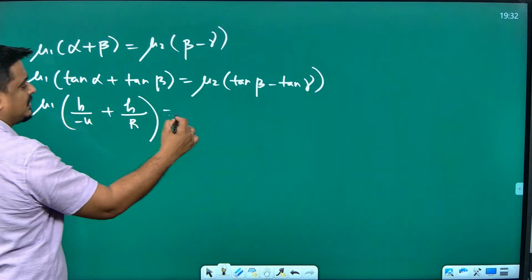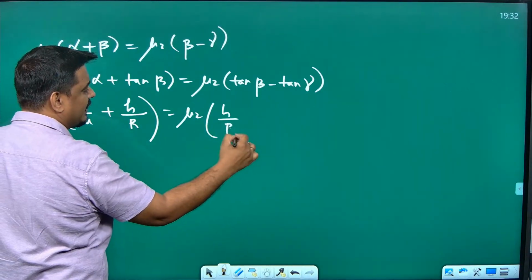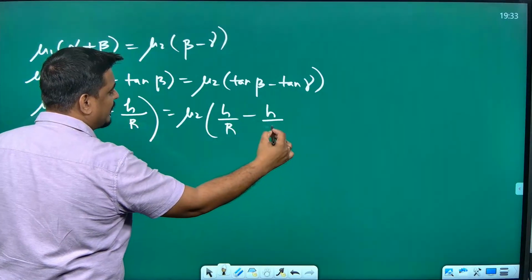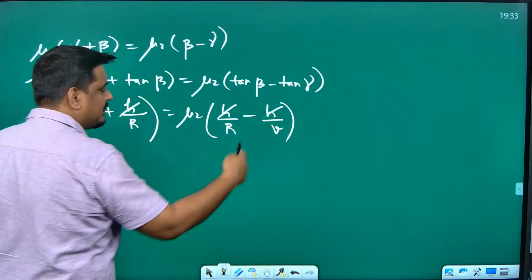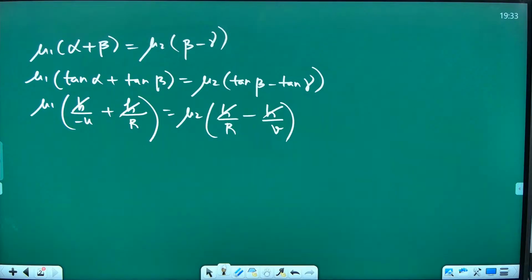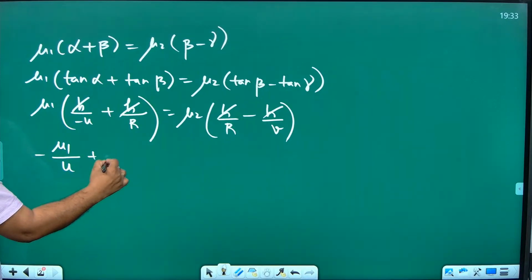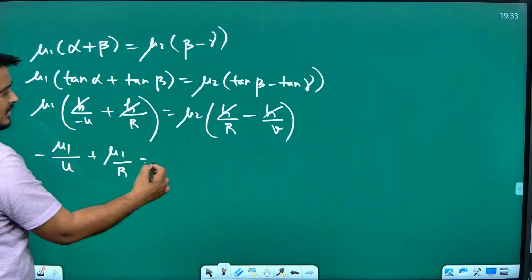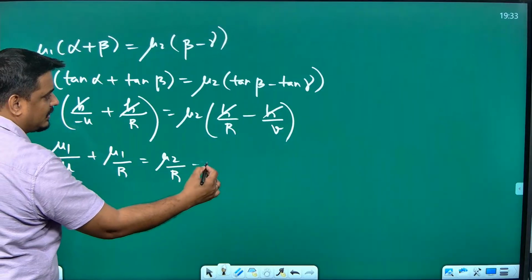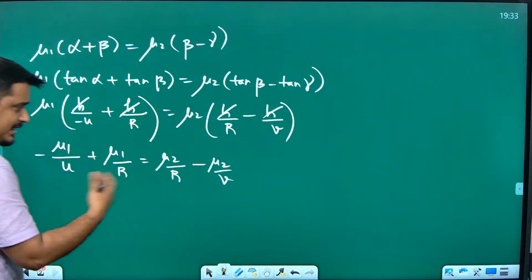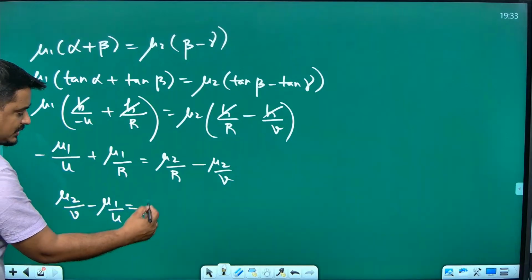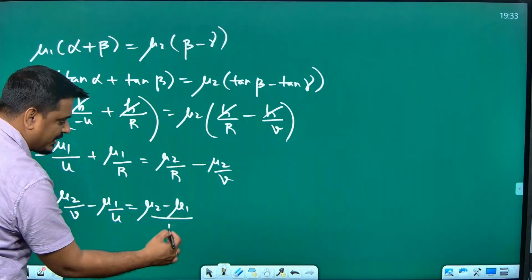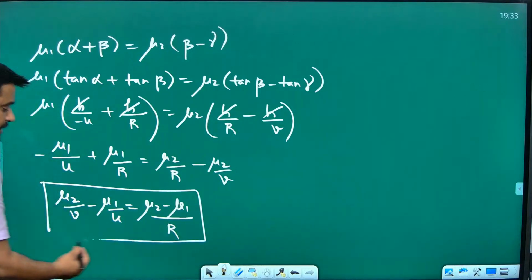H by R. So, here we are going to have H by R minus H by V, isn't it? H is common, it will get cancelled. I told you it is going to get cancelled anyhow. Now, I am going to have mu1 by minus mu1 by U plus mu1 by R is equal to mu2 by R minus mu2 by V. Rearrange it, you will get mu2 by V minus mu1 by U is equal to mu2 minus mu1 by R. Is it clear to you?